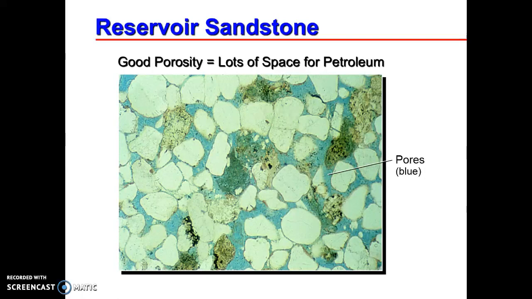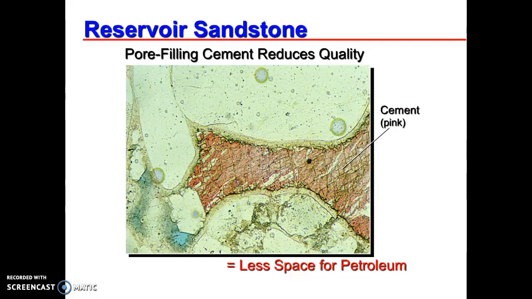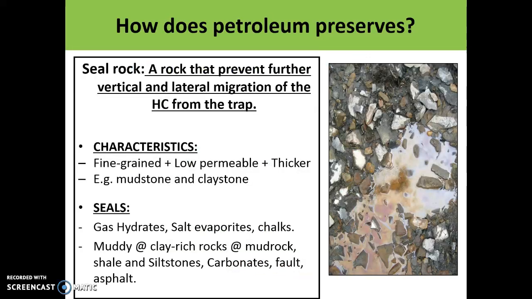Okay, so you can see here the reservoir rock of sandstone with good porosity. Lots of space for petroleum to be preserved within the pores. Meanwhile, in this one, the pores have been cemented, right? So it's obviously really poor in porosity and permeability for petroleum to be accumulated in the pores.